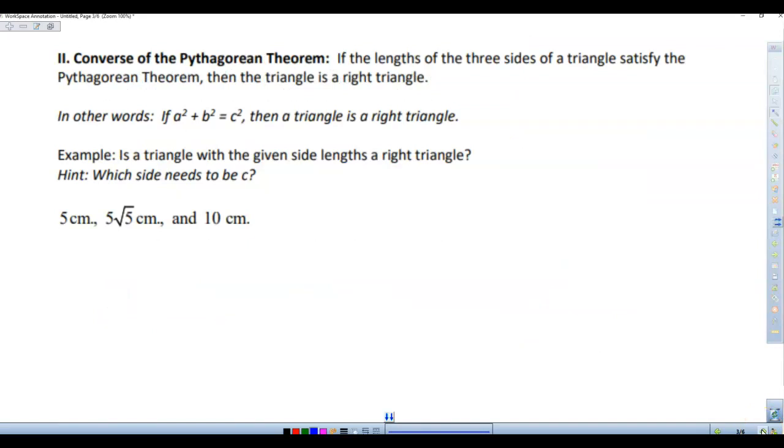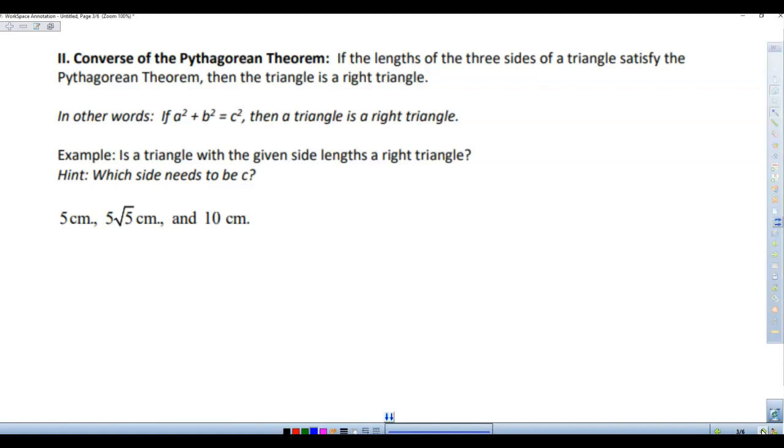So finally today, the meat of today's lesson is the converse of the Pythagorean theorem. The converse just works backwards from what we did in section 9.1. The Pythagorean theorem simply said that if you have a right triangle, then the side lengths must satisfy a squared plus b squared equals c squared, where c is the hypotenuse. So today we're going to say, I'll give you 3 side lengths, and I want you to tell me, is that triangle a right triangle? And what would make it a right triangle is if a squared plus b squared equals c squared, then it must be a right triangle.